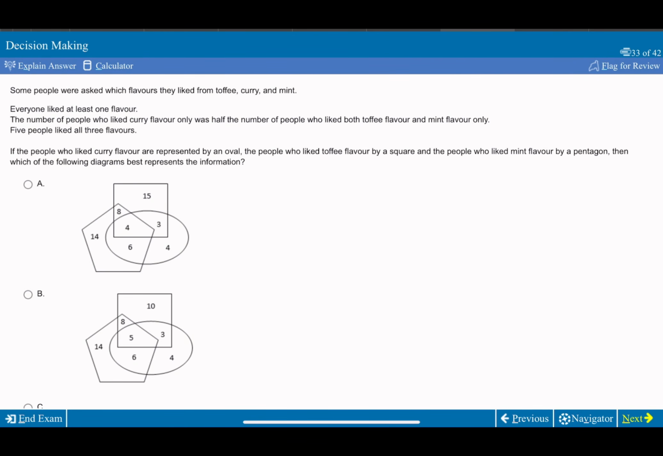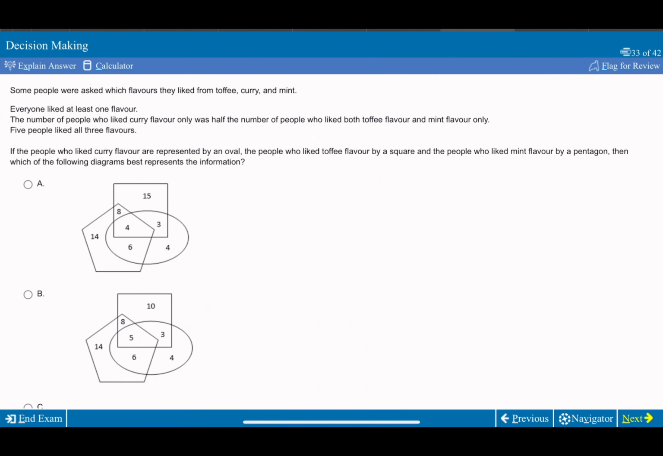Okay, so on to another one of the annoying questions. It says, some people were asked which flavors they like: toffee, curry, and mint, and so on. And this time they've been nice enough because we actually know what each one is. So everyone liked at least one flavor, so is there anything on the outside? No. The number of people who like curry only was half those who liked toffee and mint only.